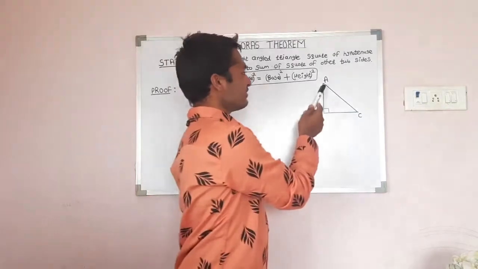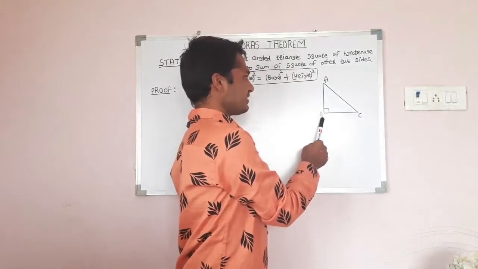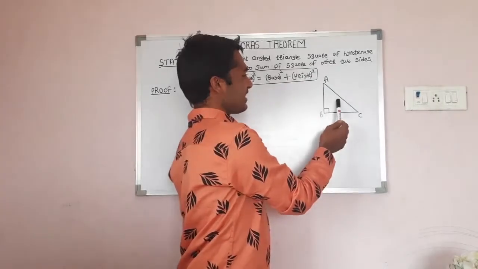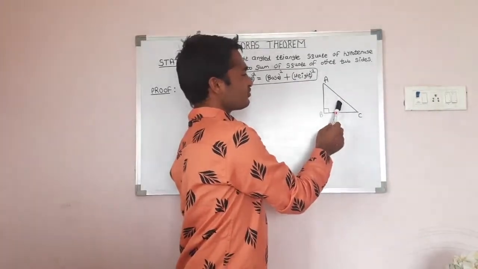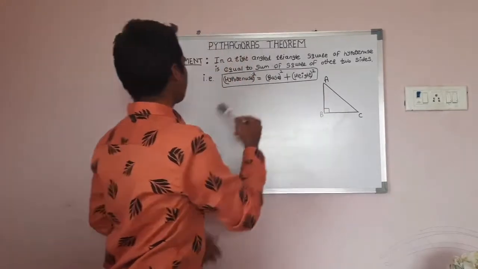Here, ABC is a right angle triangle, where angle B is 90 degree angle and the side opposite to the 90 degree angle is always hypotenuse. So here AC is a hypotenuse, BC is base and AB is height. Now let's begin the proof.